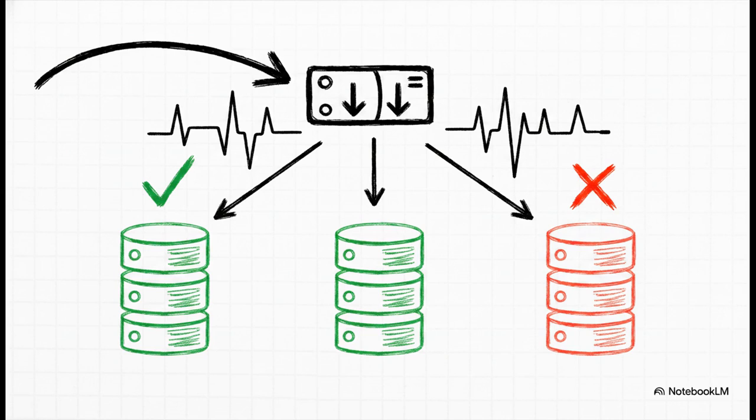First up, health checks. This is absolutely crucial. The load balancer is constantly pinging its servers asking, hey, you good? You still online? If a server doesn't answer back, it's marked as unhealthy and the load balancer immediately takes it out of rotation. It's just like the host making sure a table is actually clean and ready before seating someone.